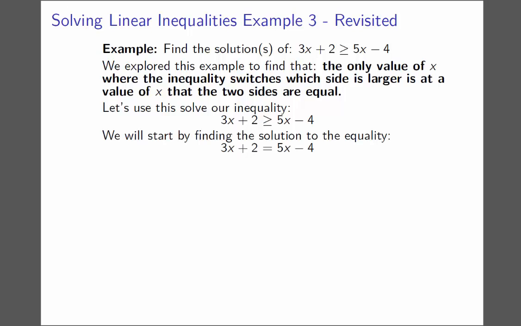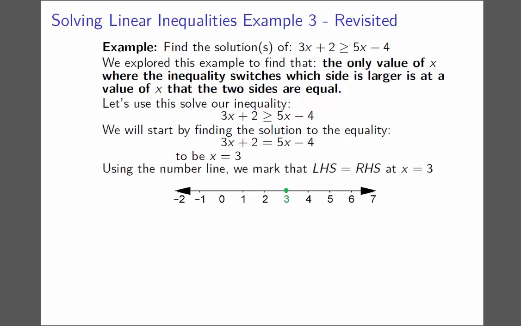We will start by finding the solution to the equality 3x plus 2 equals 5x minus 4. We can find this to be x equals 3. If you would like to see the steps done out, click the link now. Using the number line, we mark that the left-hand side equals the right-hand side at x equals 3.